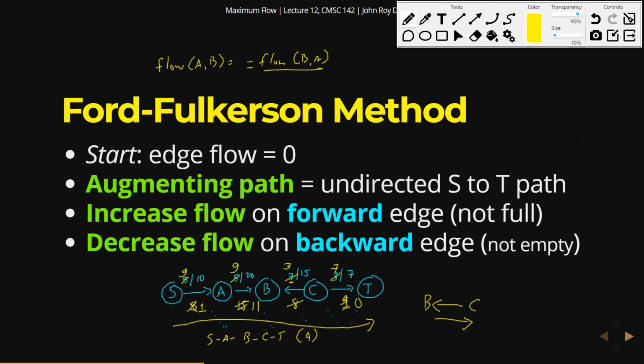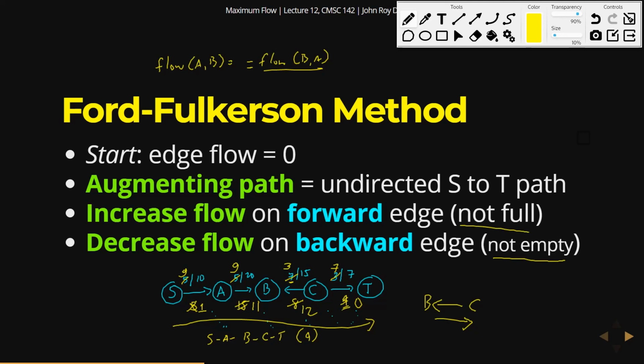And we'll actually increase the capacity. So this becomes 12 now. Okay, so instead of adding to that flow, we will actually subtract. So it's like going backwards. Okay, so we can do this because the flow on that edge was not empty. And then here we can also add on the forward edges because they were not yet full.